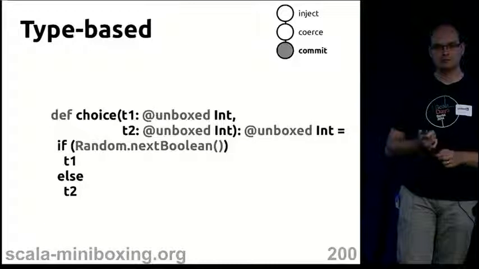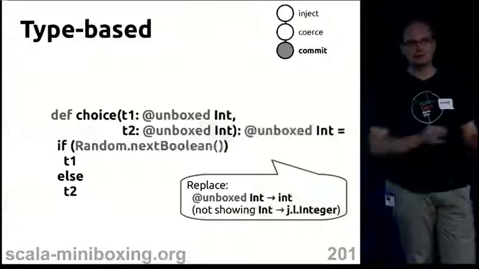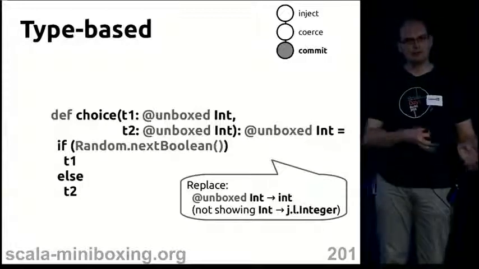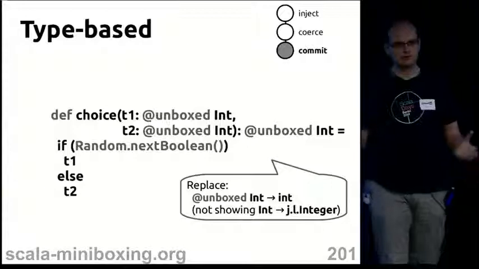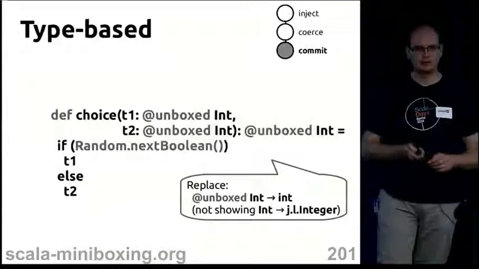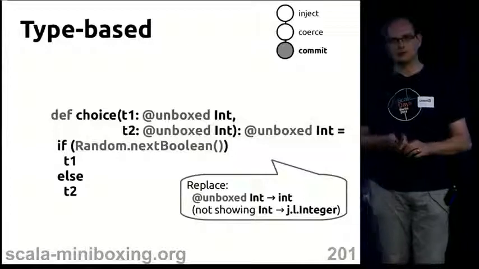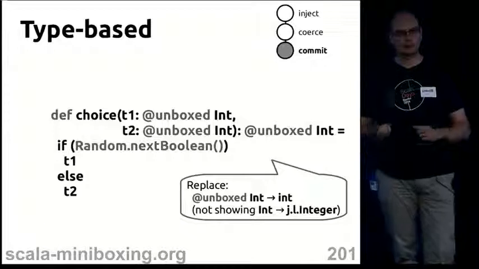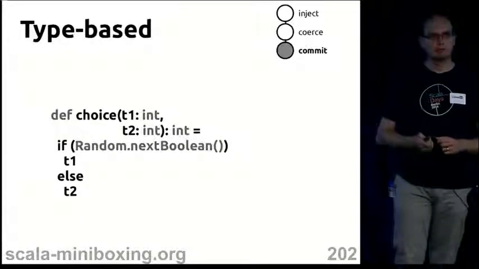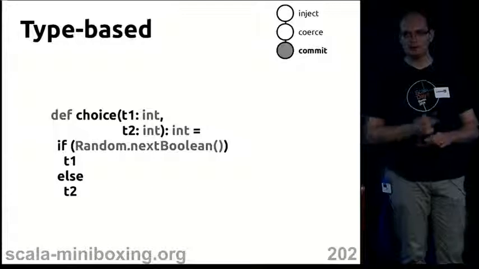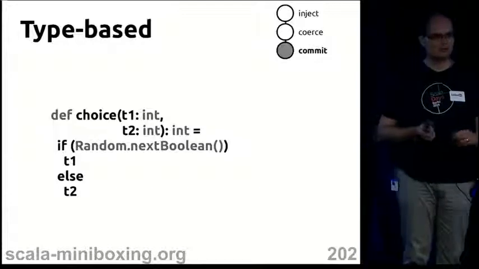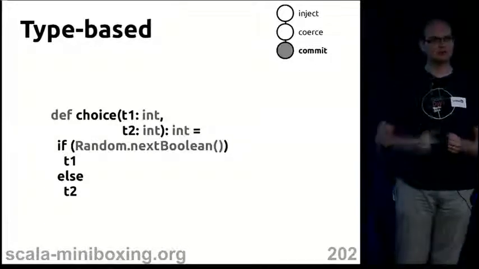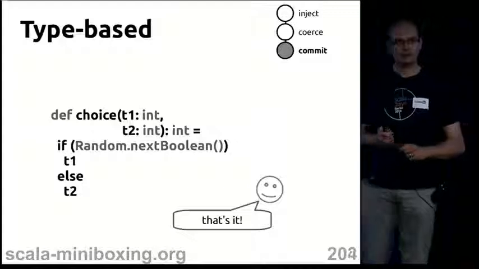In the commit phase, well, it does a very simple thing. It replaces unboxed int by int. We won't go into replacing in Scala int by Java lang integers, because that's just plain simple. There's nothing fancy about it. And it will give the final semantics to the coercions, creating a boxed integer and extracting the unboxed integer. Okay, so this is how it looks. Do you remember from the syntax-driven transformation how many transformations it took to actually get to this code? Okay, that's it.